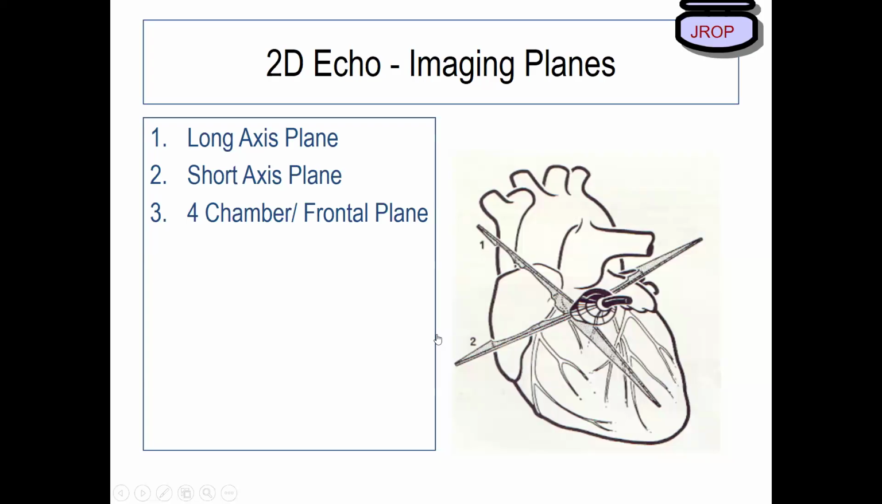But when we talk of images at the basic level, we have to understand 3 different planes. The first plane is the long axis plane. Put your hand on your chest, feel your apex beat. Draw a line from the apex beat to your right shoulder. Apex beat to right shoulder, that is the long axis plane. Now go to the center of your heart. Draw a line from the left shoulder to your right hip. That is your short axis plane. And now put your hand parallel to your heart. That is the 4-chamber or frontal plane.